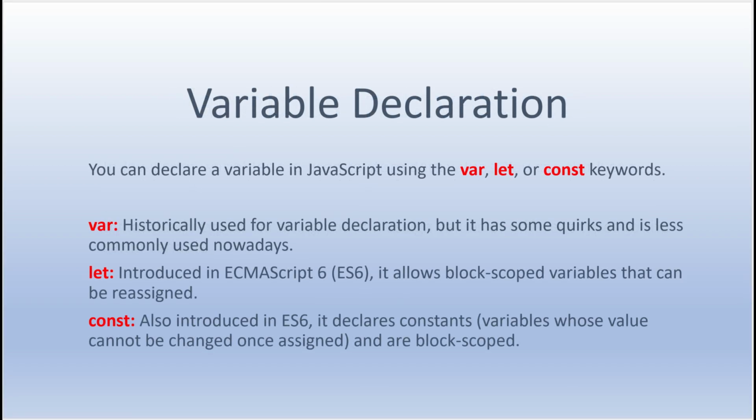If you're looking to declare a variable, you've got 3 keywords at your disposal: var, let, or const. Once upon a time, var was the go-to for variable declaration. However, it has some quirks and is less commonly used today. On the other hand, let and const, both introduced in ECMAScript 6, have risen in prominence. Let is your best bet for block-scoped variables that can be reassigned. Const, on the other hand, is perfect for declaring constants, variables whose value can't be changed once assigned.